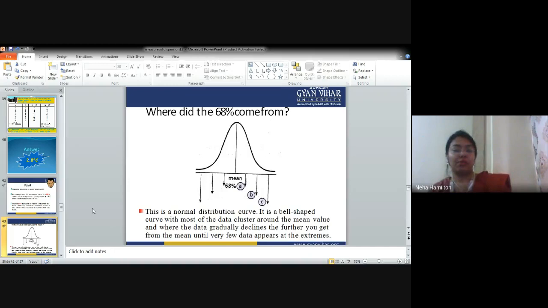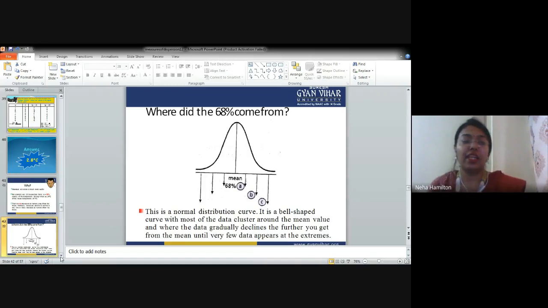So this is a normal distribution curve. It is a bell-shaped curve, right? This is how a bell looks like. So this is a bell-shaped curve with most of the data clustered around the mean value, and the data gradually declines the further you go. As you will see, on the left and right side, the data is declining very slowly, right? It declines the further you get from the mean until very few data appears at the extremes, right? So from the graph, it is very clear that the middle line is called the mean. The data around the mean is the maximum. The data away from the mean towards the axis is very less.